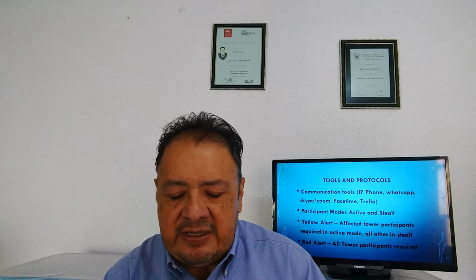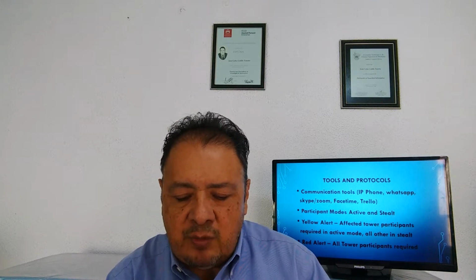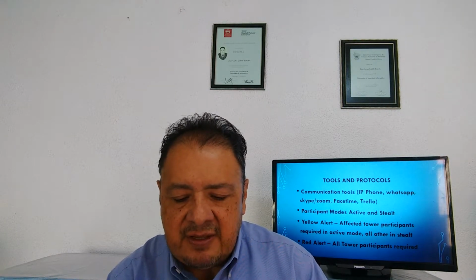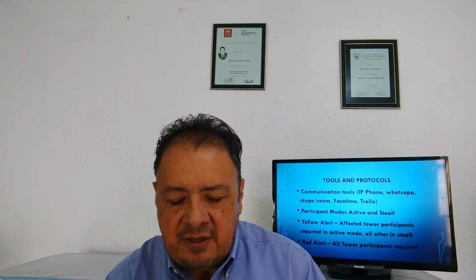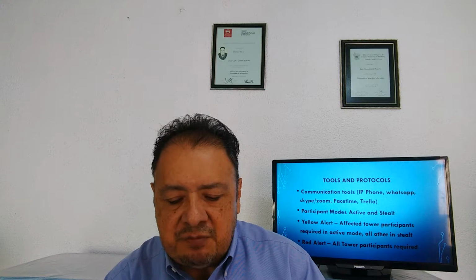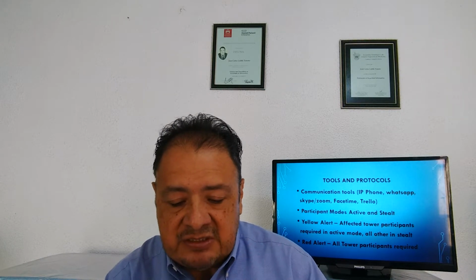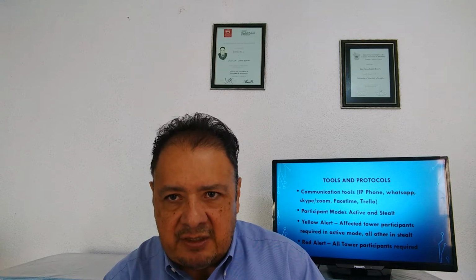Yellow alert is when it is raised by the commander. A yellow alert requires that the towers affected by the incident be in active mode. Active mode means that they need to be broadcasting information, keeping communication back and forth with the different participants through the communication means, and the rest of the participants of the SWAT team must be in stealth mode, participating by listening, and in case they can provide alerts and provide value, they need to participate. Otherwise, they keep themselves in stealth mode.